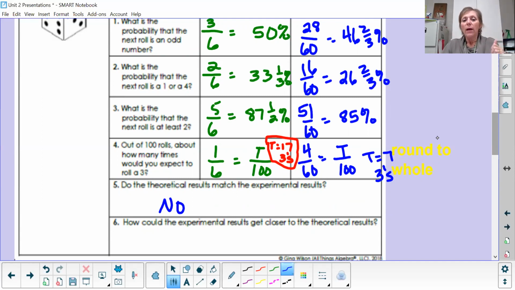So if they've lost to those 5 jackpot winners, what do they have to keep doing? They have to keep going, and we're going to say out to infinity. So think of an infinite number of customers, gamblers walking in. At some point, they're going to start losing money, and the casino will regain their money. So the question is, how could the experimental results get closer to the theoretical results? If you keep going to infinity, they will start looking the same.